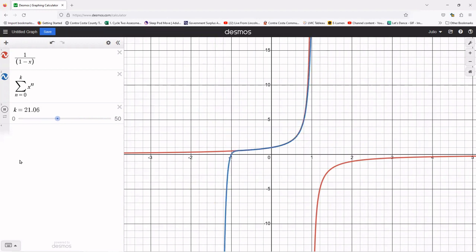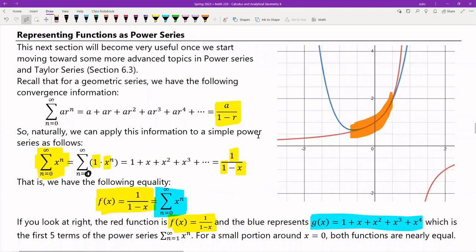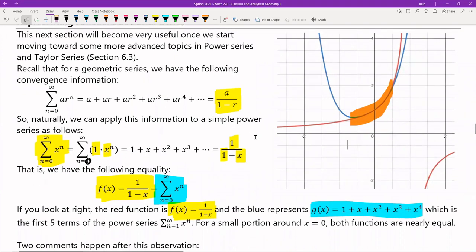So the big conclusion here is that we now have a power series hugging an actual function, a very simple function, very, very closely. That is the idea of Taylor series once we get there. But for now, you see what this is heading toward: around a small portion, around x equals 0, both functions are really, really equal.